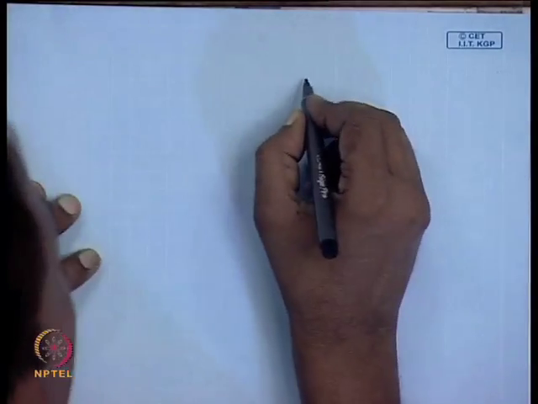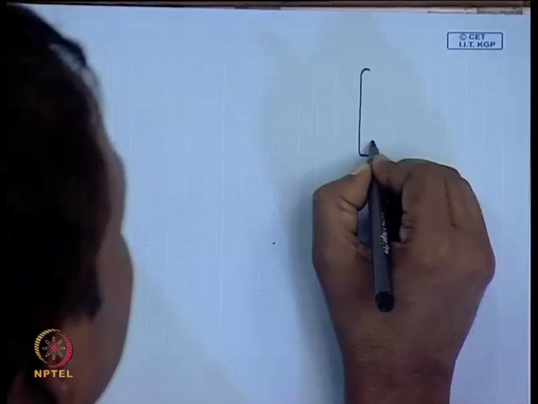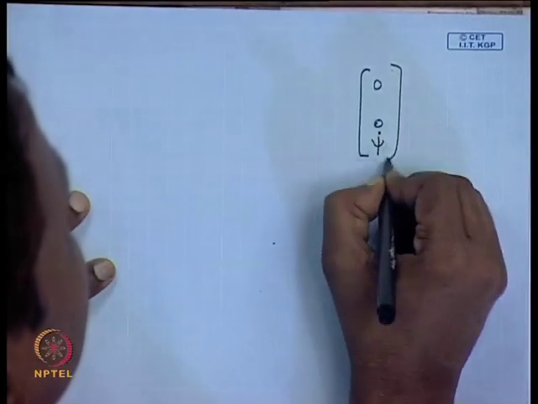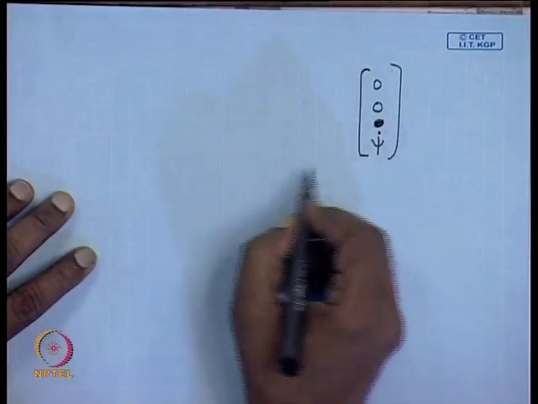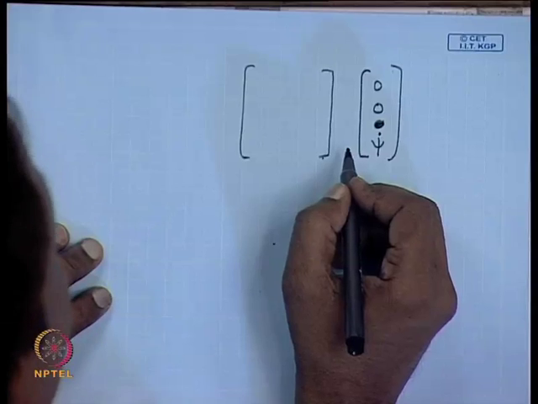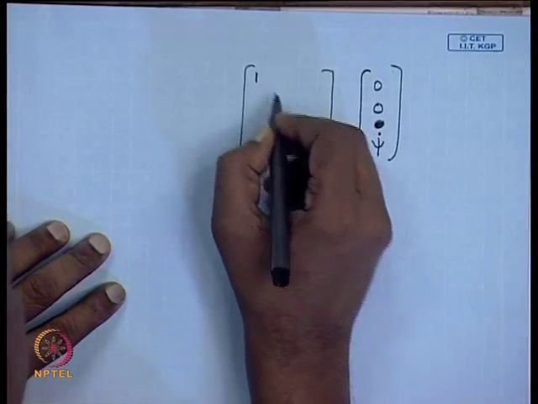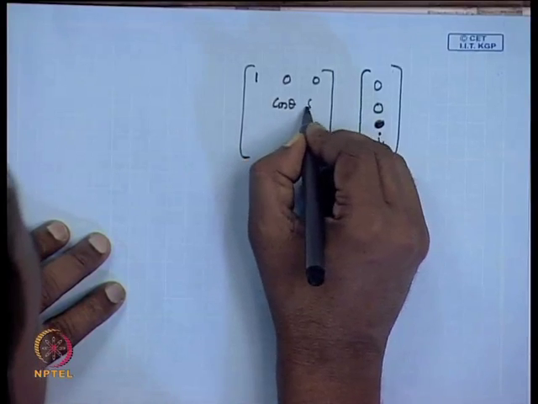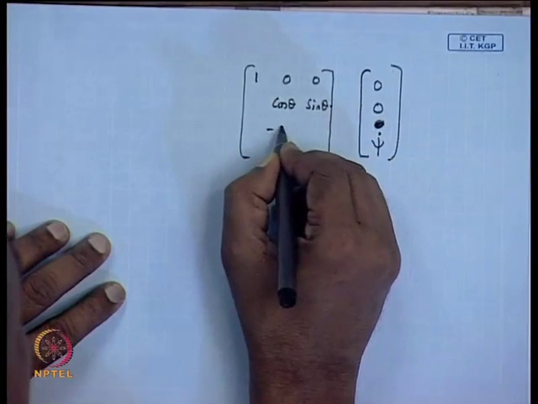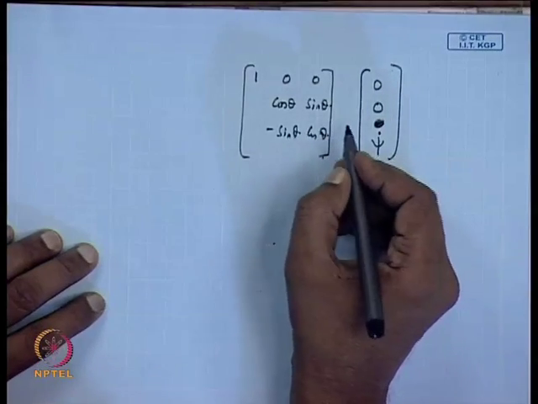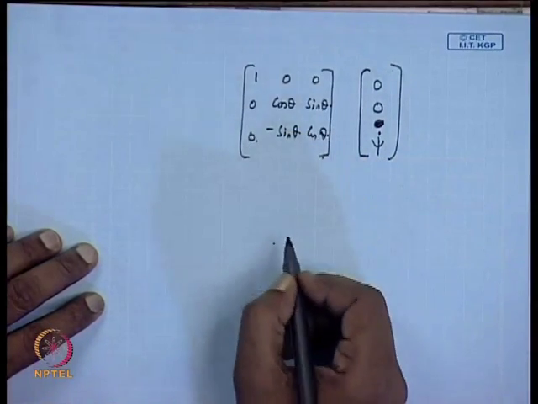So, we will write this as, we have the psi dot vector, this is psi dot, this is 0. Okay, first rotation we give about the x 1 x by theta angle. So, this is cos theta, sin theta, minus sin theta, cos theta, and this is 0 0.